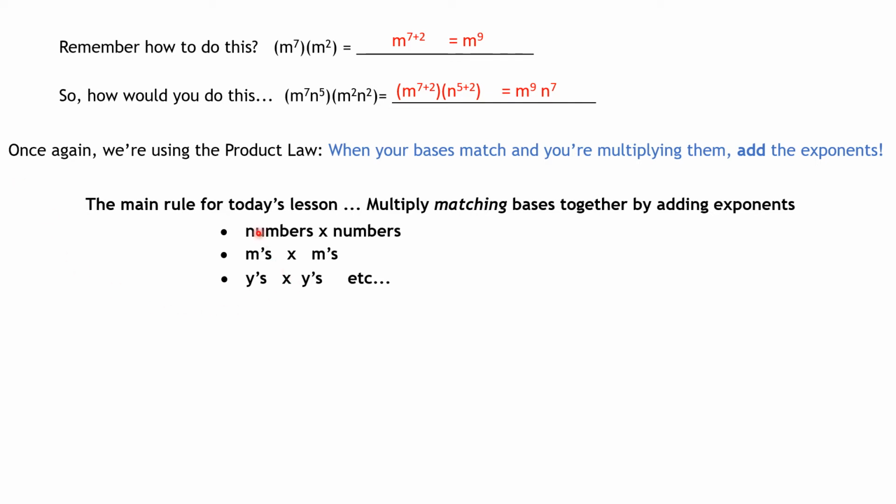Now, technically, these should not have apostrophes, right? Because grammatically, this is not possessive. This should just be ms, but I thought if I just wrote ms and ys, that would confuse you.